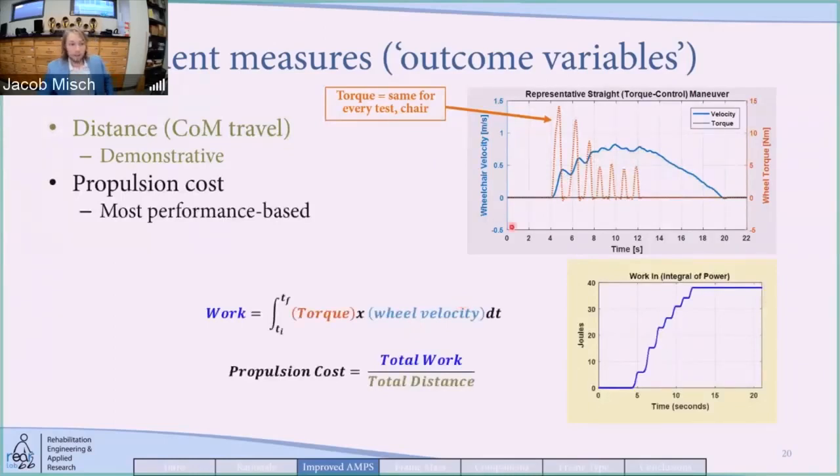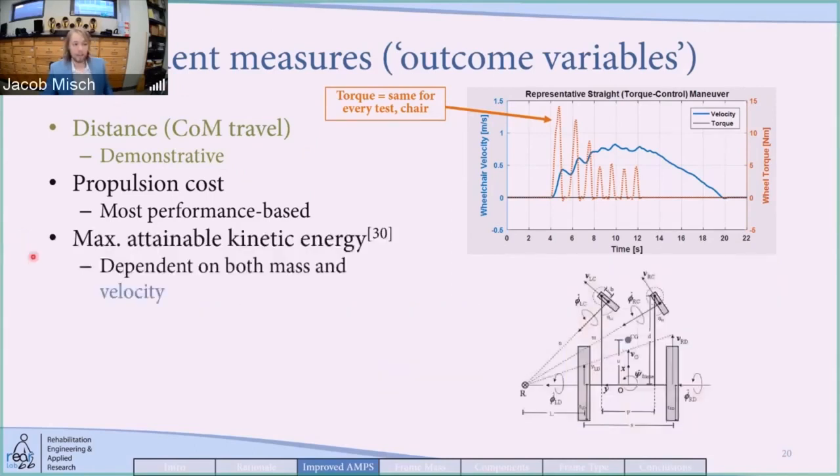Propulsion cost, as I went over earlier, is found by multiplying our wheel torque and our wheel velocities to get power, and then integrating that in the same method over time to get the representative work plot, or the total amount of energy, the cumulative amount of energy that we supply to the system throughout the whole maneuver. We then divide that end work value by the total distance traveled by the center of mass.